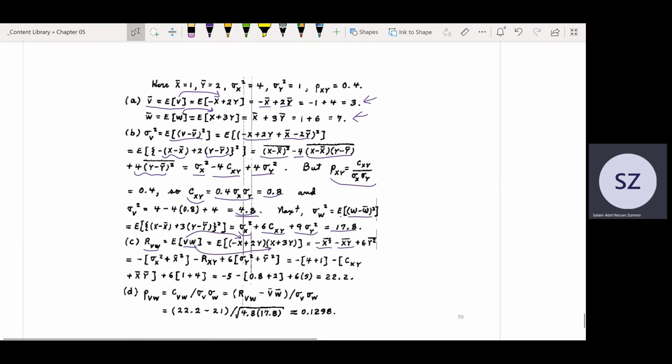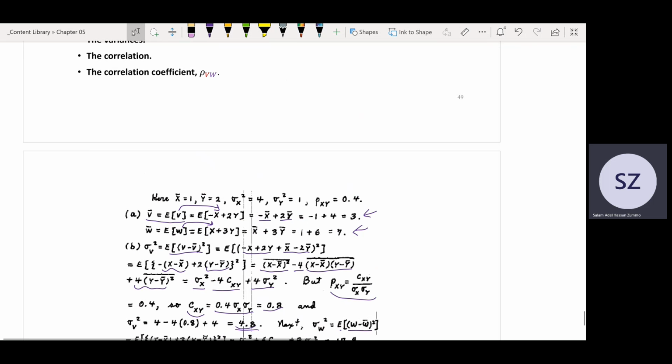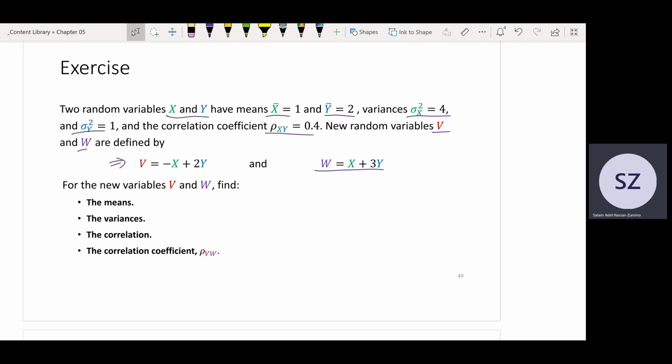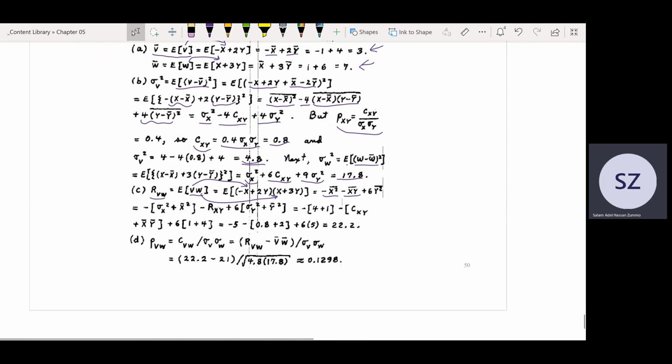And what do we have? What about Y? What is the expected value of Y squared? The variance of Y plus the mean of Y squared. What is the variance of Y? 1 plus 2 squared, which is again 5. So we have again another 5 here.